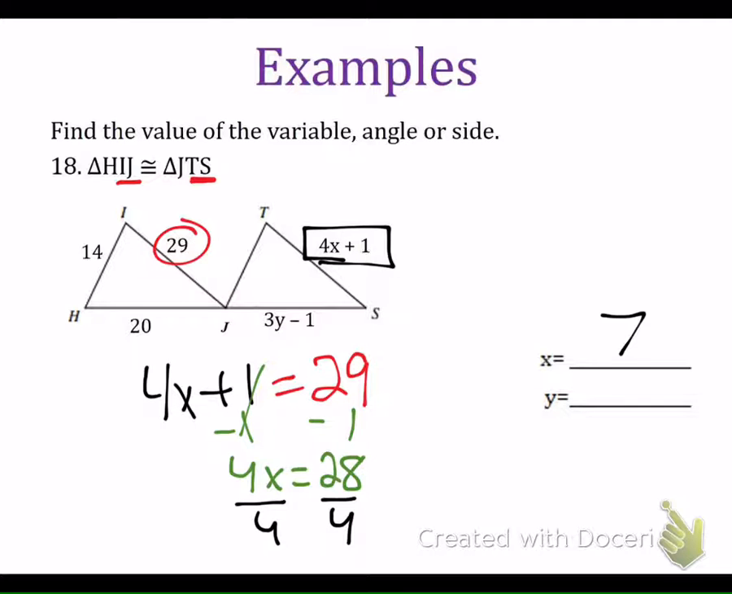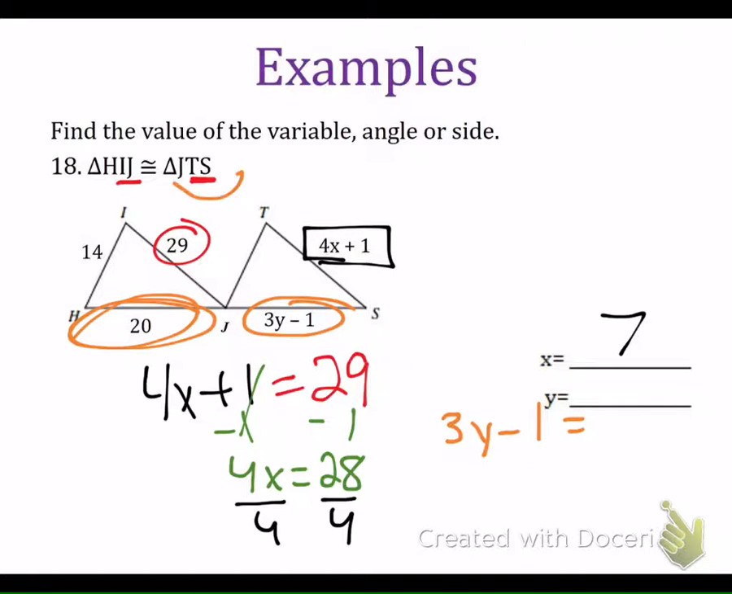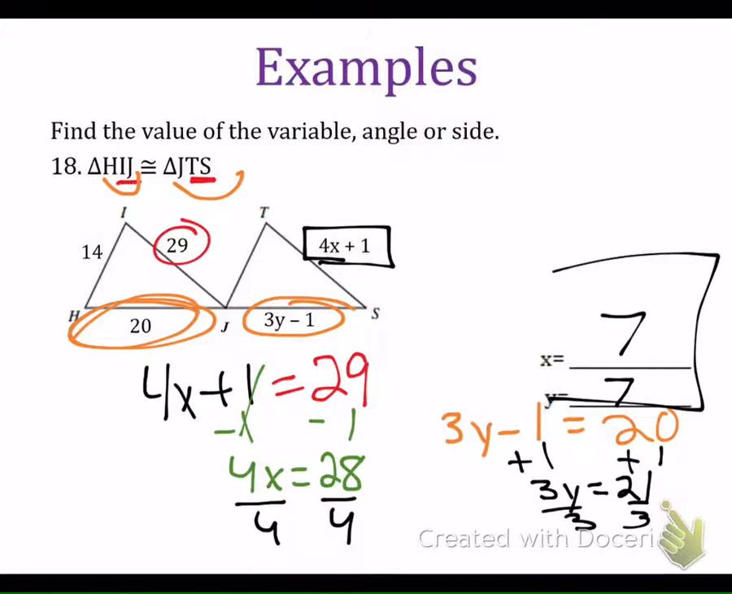What about Y? So 3y minus 1 goes to the 20. Good. Because JS and HJ correspond. How do I solve that? Add 1, add 1. Divide by 3, divide by 3. So you get 7 and 7. Any questions?